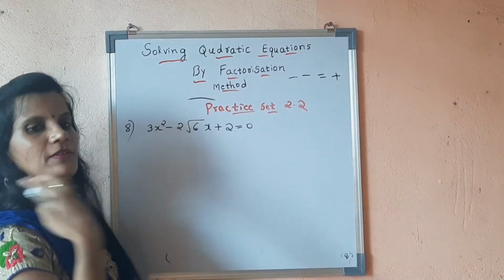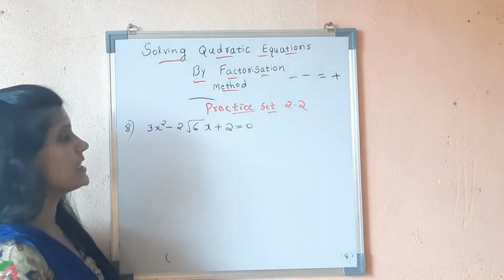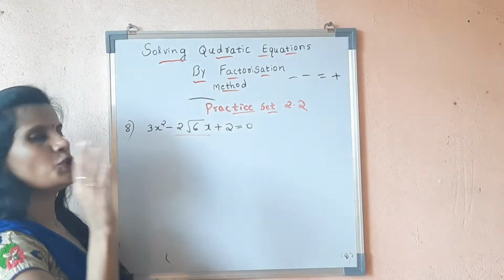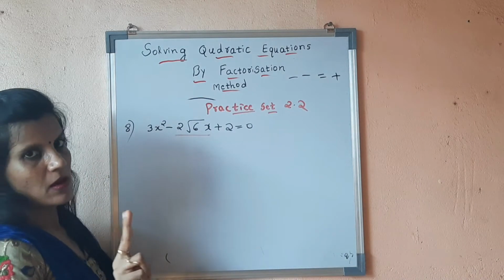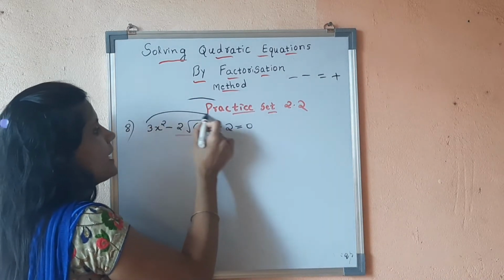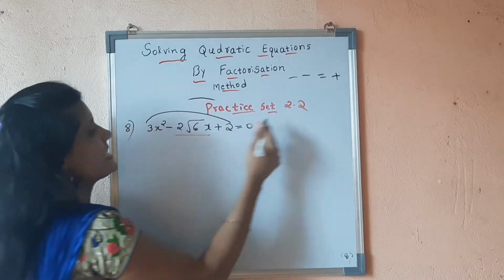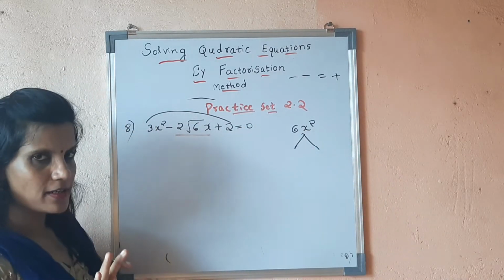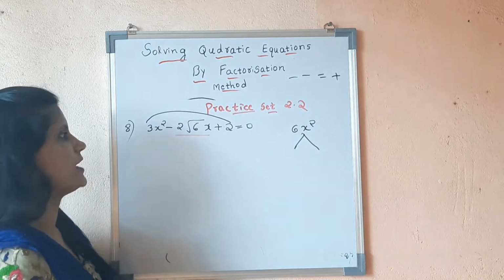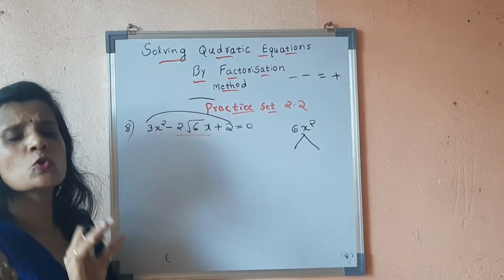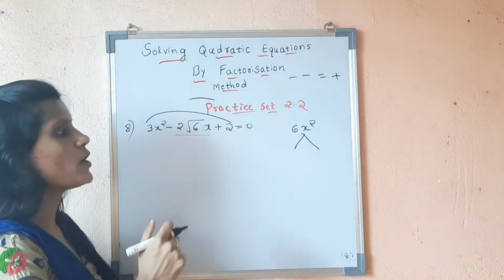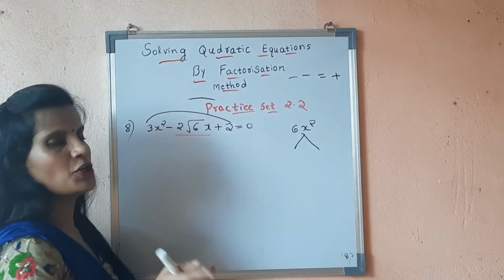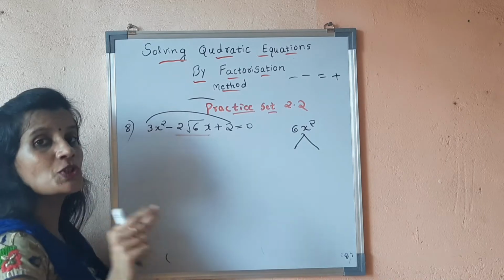Let's start. Now the first thing you have to concentrate on in this sum is 2 root 6x. You should get two numbers. Once you multiply, you should get 6x square, and if you add or subtract, depending on the sign, you should get 2 root 6x. Now how are we going to solve this one?